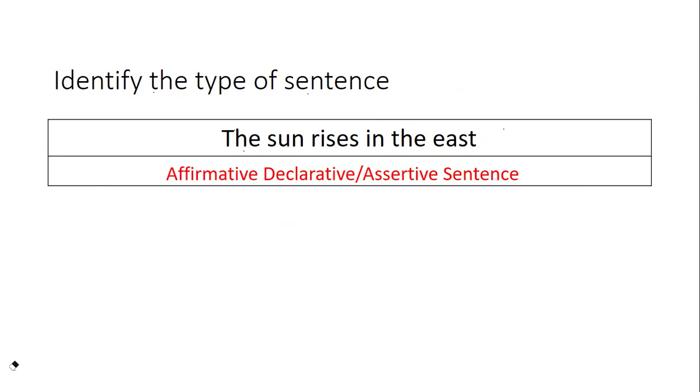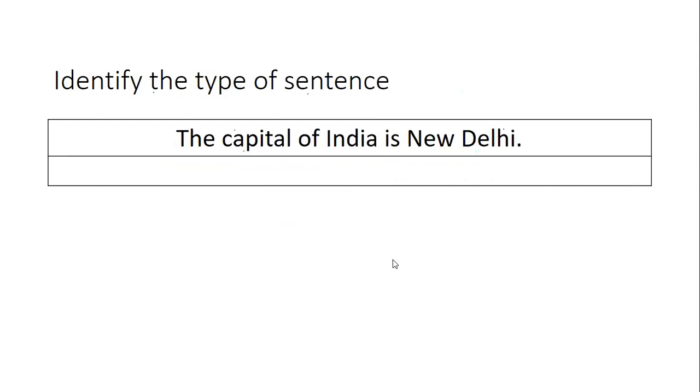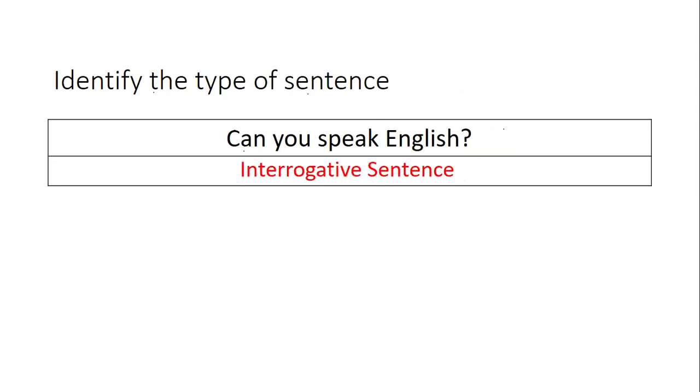Next, the capital of India is New Delhi. Now it's a universal truth. It is not going to change. Capital of India is New Delhi. So it is an affirmative sentence. It is an assertion. A complete sense is there and statement is made. Can you speak English? Question is asked. So it is an interrogative sentence.